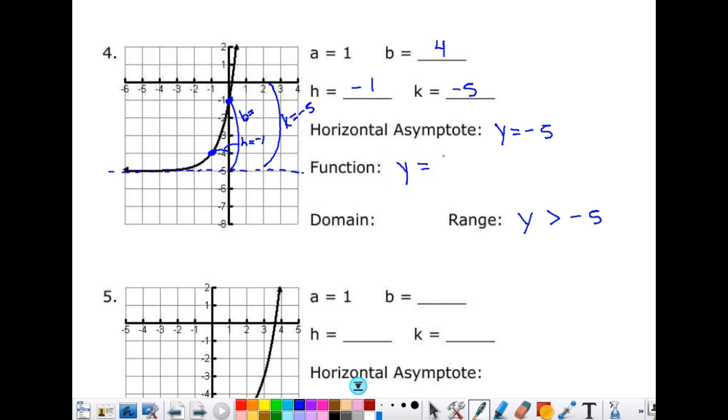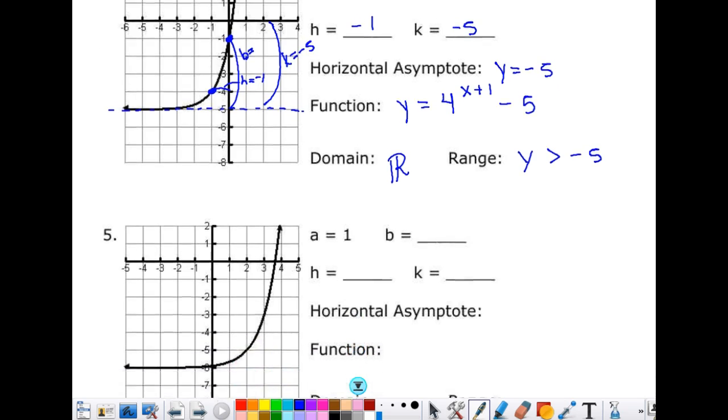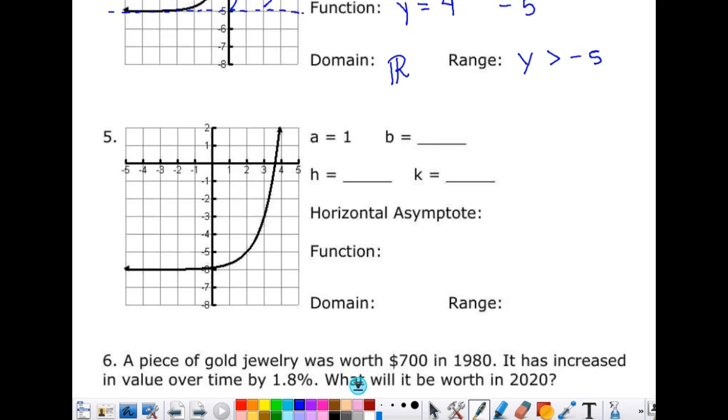Now we can write our function. Y equals the b, x minus negative 1, which will be a positive 1, right? The h is going to be a liar now. And then a big old minus 5 for the k. And my domain is easy, all real numbers. So there's a lot of easy things about this that you can get right. Okay? Then number 5.